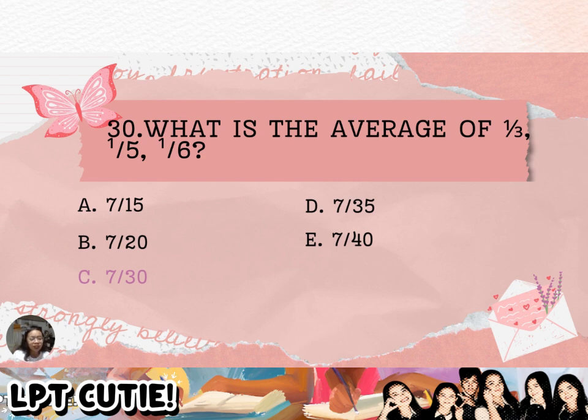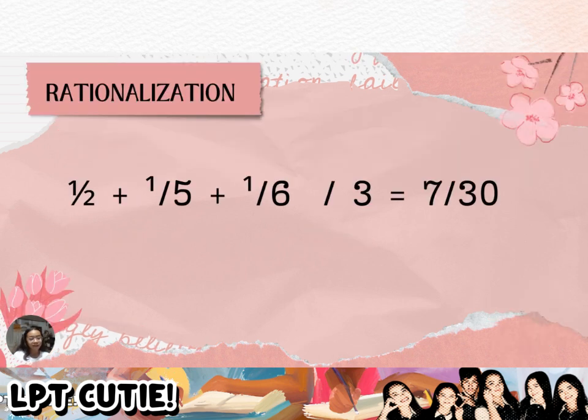So, how did we get 7 over 30? So, we got an average. We just have to add up all the values and divide it by the number of terms that is given. That is the very simple formula of getting an average. So, we have here 1/3 plus 1/5 plus 1/6, and the sum of that you will divide by 3, which we will get 7 over 30. So I hope you got the correct answer.